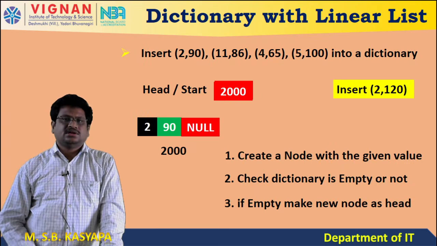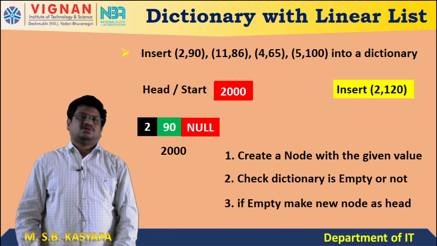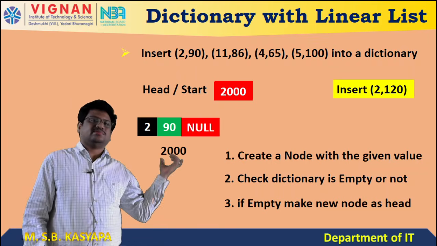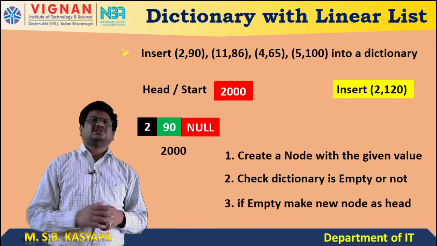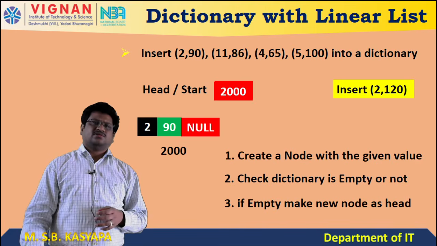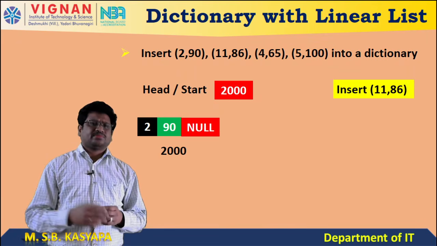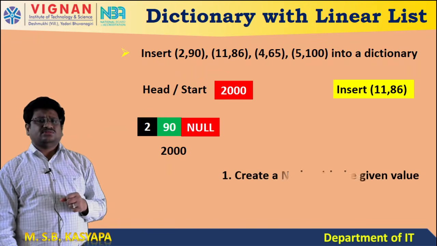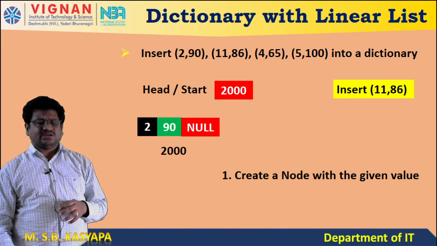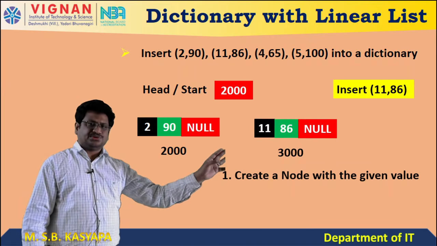So now my head element is 2000. The only element available is this. Now I want to insert another one, that is 1186. I want to insert a value 1186. Okay. Now 1186 is inserting. Now what do I have to do? First I will create a node with the given value. Now I created a node. Now at the 3000 position the new node is created.